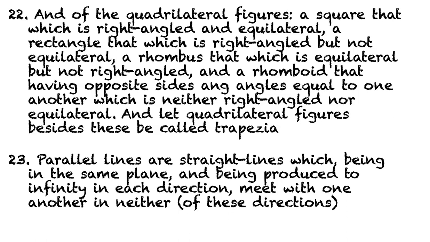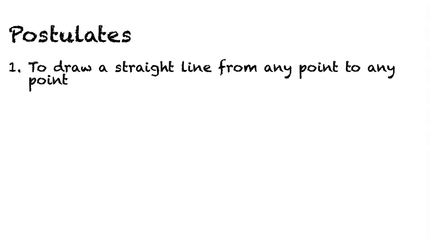Okay, now we're done with the 23 definitions. Next part is postulate. Postulate 1. To draw a straight line from any point to any point. This short postulate actually includes many inferred pieces of information.